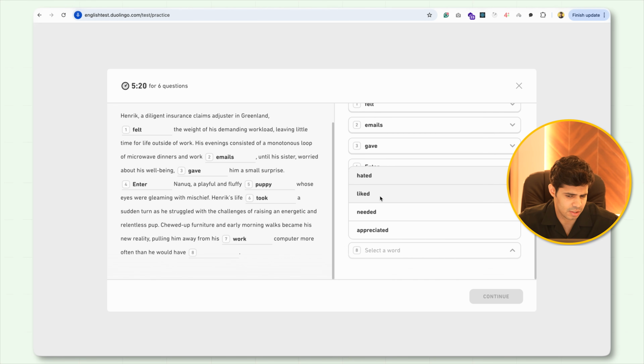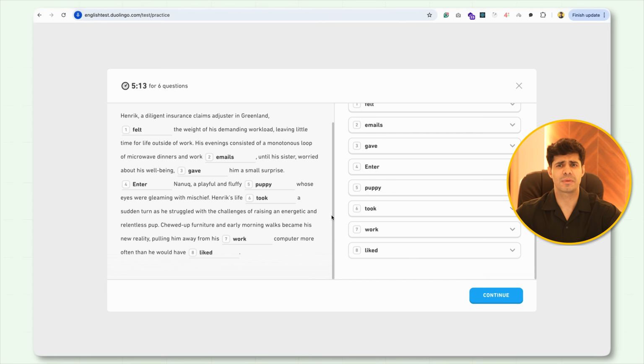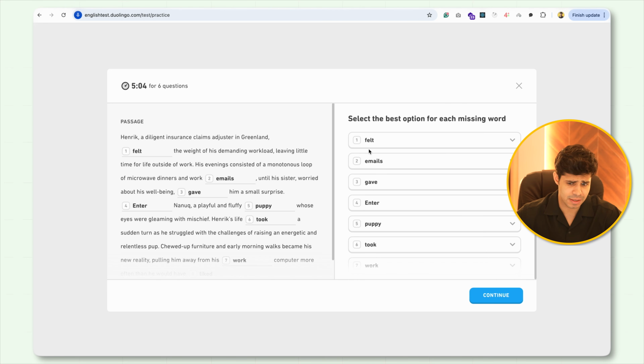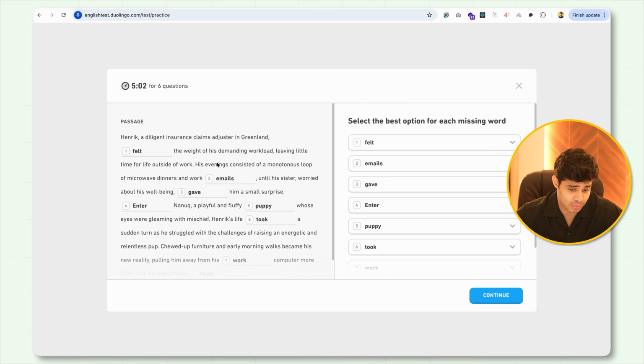I think he doesn't like it so much because now, who likes chewed up furniture and all these morning walks. So I think liked should make a little bit more sense. Let's see, did we get everything? The only thing I'm not super certain about is the second one, the emails, because it could be just as well meetings. It could be work meetings as well.